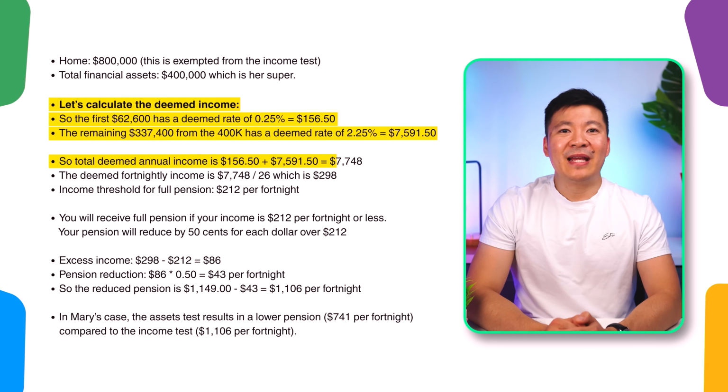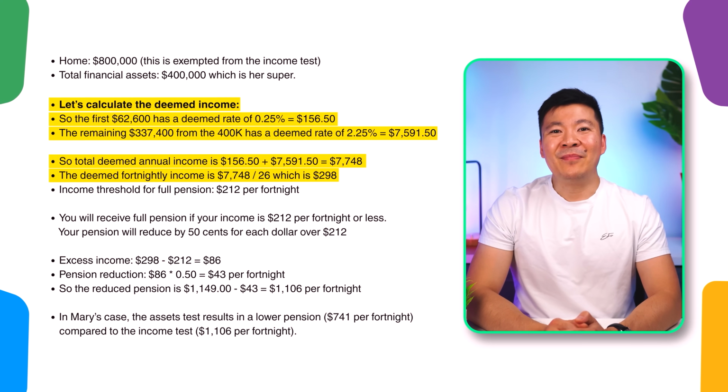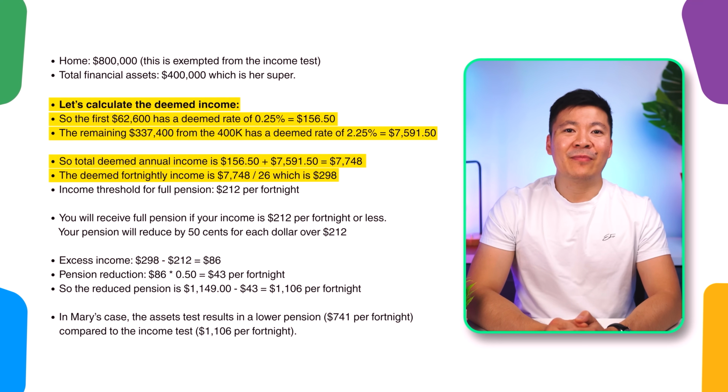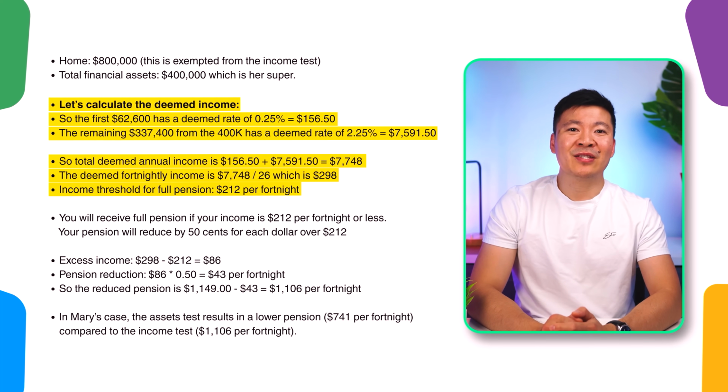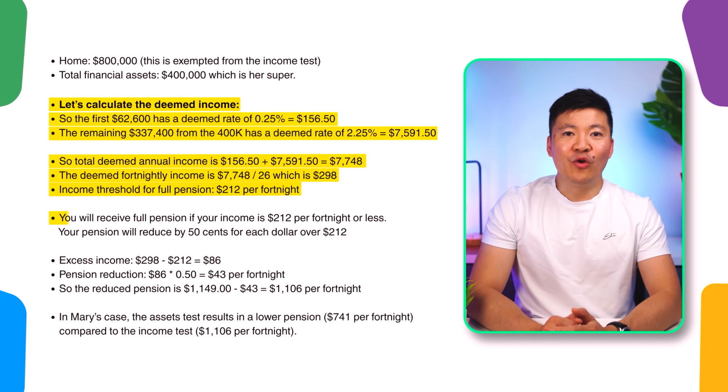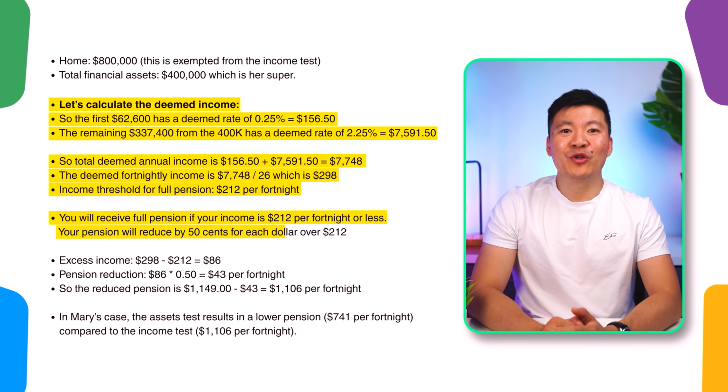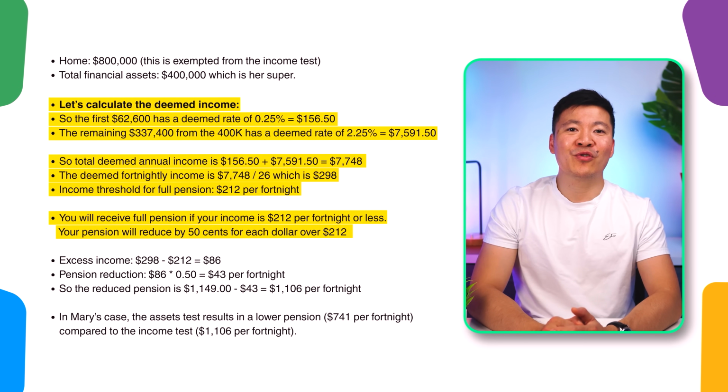which is $7,591.50. So the total deemed annual income is $7,748. The deemed fortnightly income is $7,748 divided by 26, which is $298. The income threshold for full pension is $212 per fortnight. You will receive full pension if your income is $212 per fortnight or less. Your pension will reduce by 50 cents for each dollar over $212.